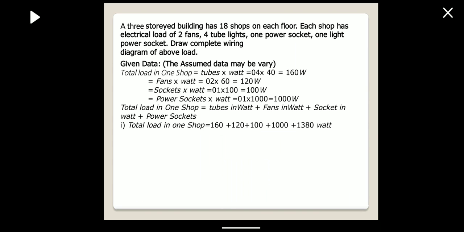Then sockets in watts. Socket is 1 into 100 watts, so it is equal to 100. Then power sockets in watts: 1 power socket in each shop, so 1 into 1000 is equal to 1000 watts. So the total load in one shop is equal to tubes in watts plus fans in watts plus sockets in watts plus power sockets in watts. So total load in one shop is equal to 160 plus 200 plus 100 plus 1000, which is equal to 1380 watts.